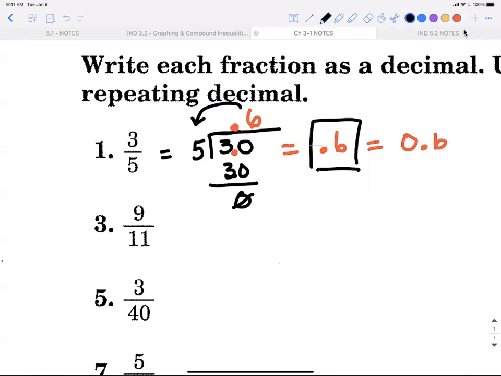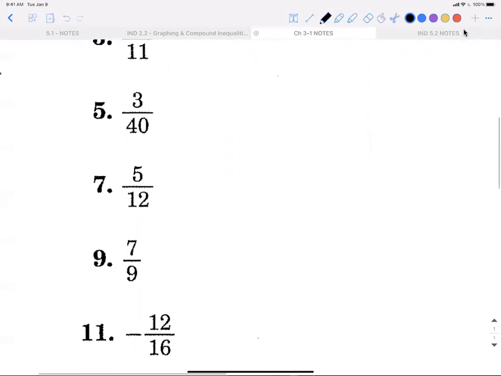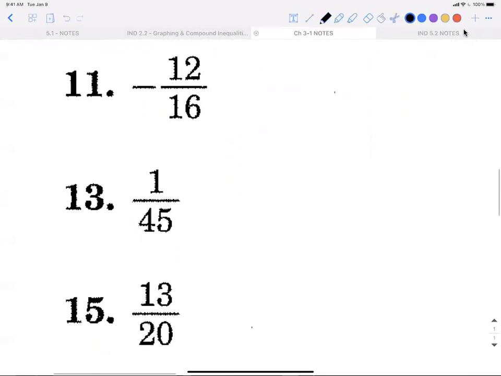This is what I want you to show me on the first 3. I want you to take it all the way until you either find your repeating, which we'll do here in a second, or you get to a 0 and you can stop. Okay, all right. So now we're going to go and do this one, 1/45.